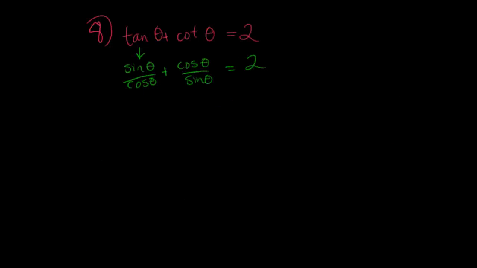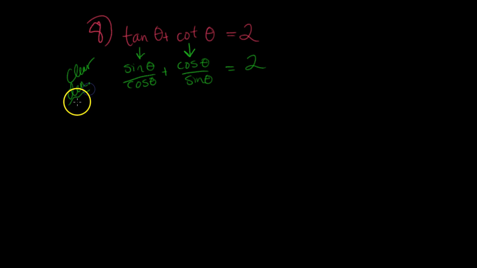So the last example I want to show you is number 8. Sometimes it's nice to convert everything in terms of sine and cosine, so this might bring you back to identities. Remember, tan theta is equal to sine theta over cosine theta. Cotangent is cosine over sine theta, and that's equal to 2. We're not starting with one side, we're just solving an equation, so it's different than proving an identity.